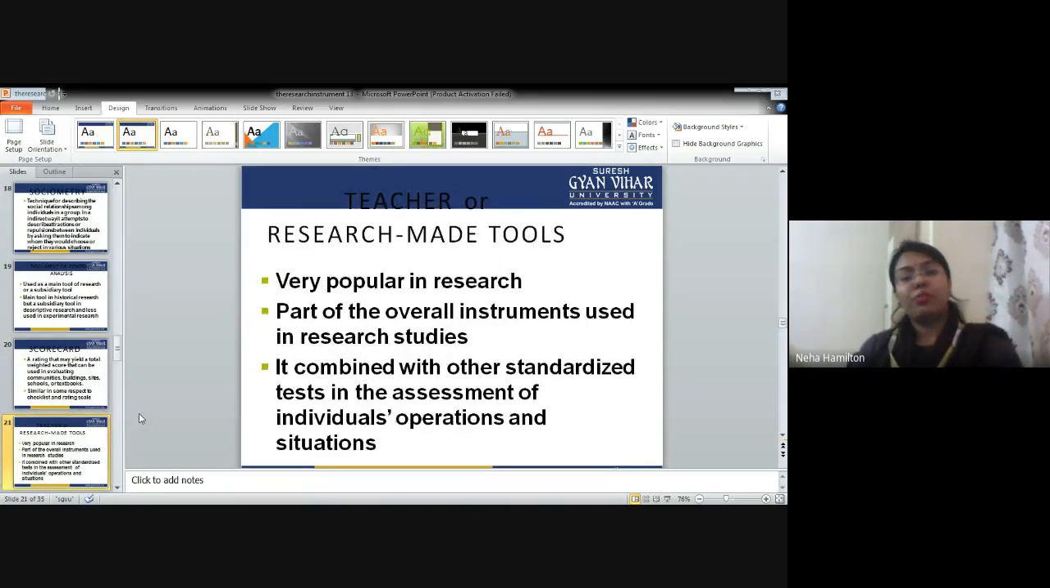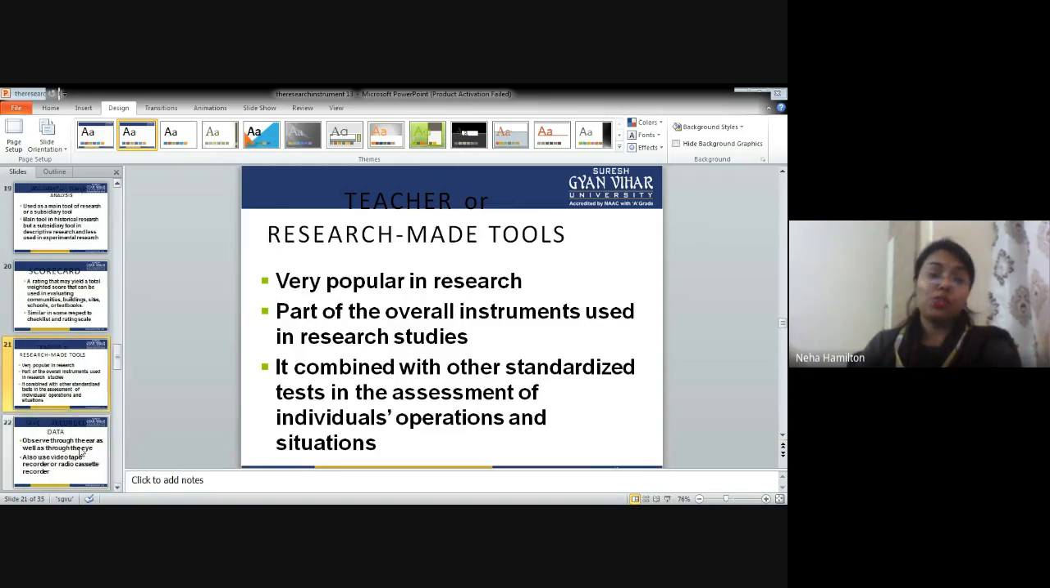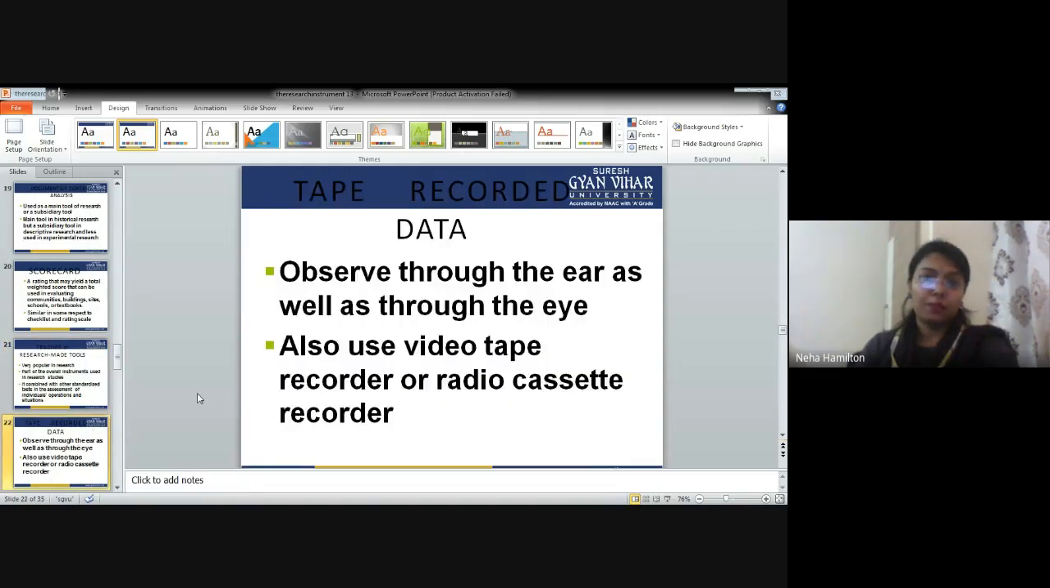Teacher or researcher made tools are very popular in research, part of overall instruments, if combined with other standardized tests in the assessment of individuals, operations and situations. So teacher made tools can be used.